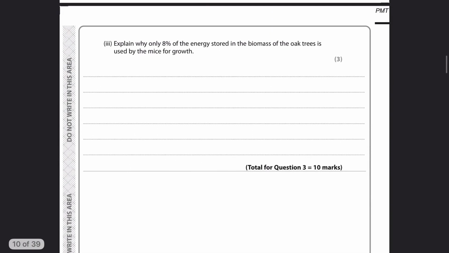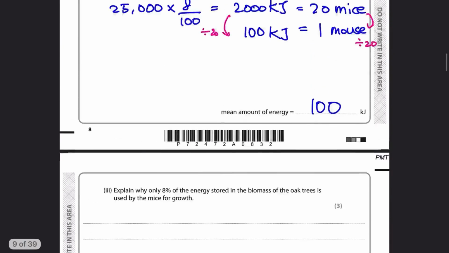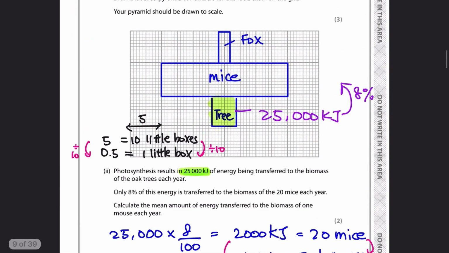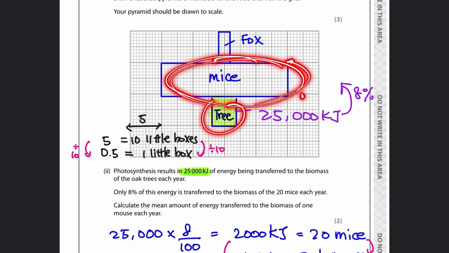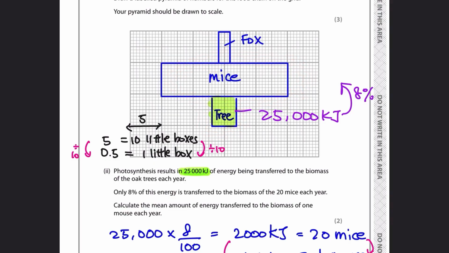And the last bit, it says, explain why only 8% of the energy stored in the biomass of the oak tree is used by the mouse for growth. Basically, why only 8%? Where did the remaining 92% go? You've got to think of all the ways that energy can be lost from this tree level to the mouse level, all the different ways that energy does not end up in the mouse level. So what can happen? Many things.